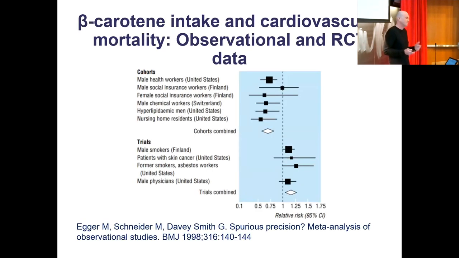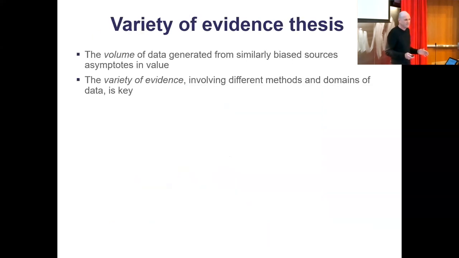And you can see this in the meta-analyses here. This is the carotene data for male health workers, showing lower risks of coronary and cardiovascular mortality in people with greater intake of beta-carotene. And then here are the randomized trials. But just repeating similarly biased observational studies is worthless, and in some ways worse than worthless, because it gives the impression of strength of evidence.